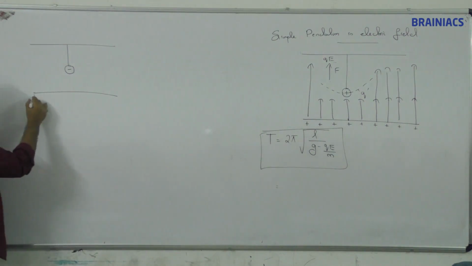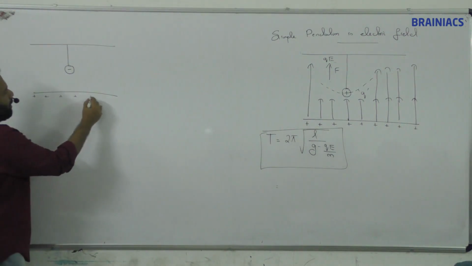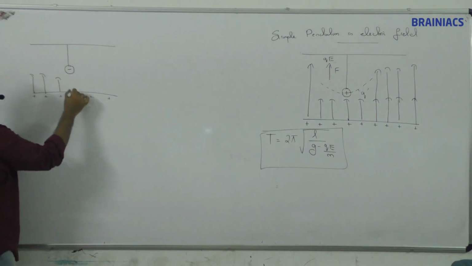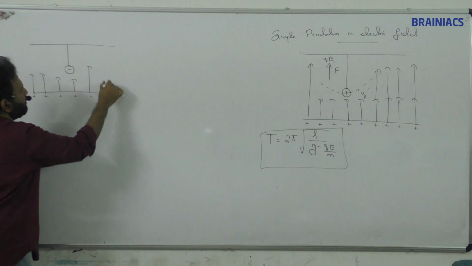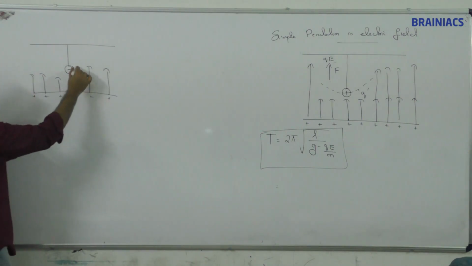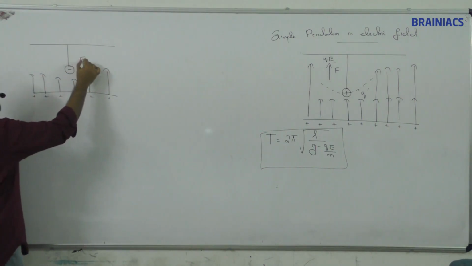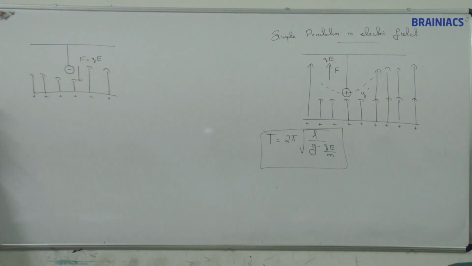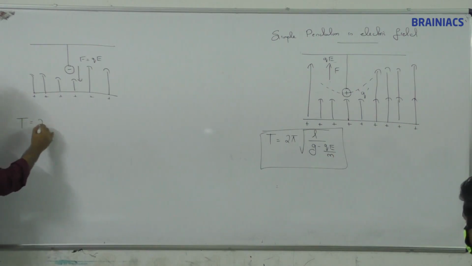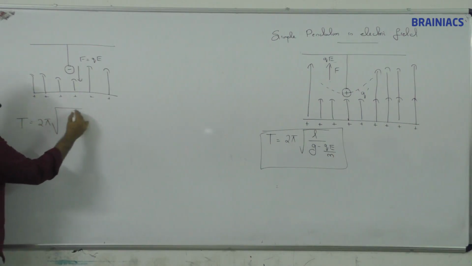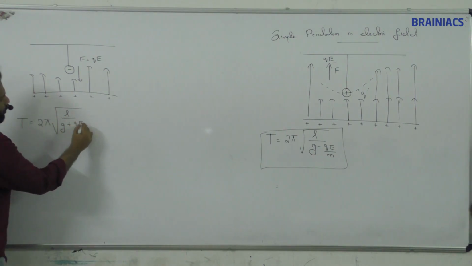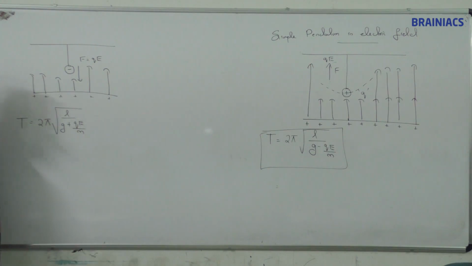Suppose the bob of the simple pendulum is of negative charge. If it is of negative charge, the force will be in which direction? F is equal to QE will be in the downward direction. So apply those changes also. T is equal to 2 pi into root of L divided by G plus QE divided by M.